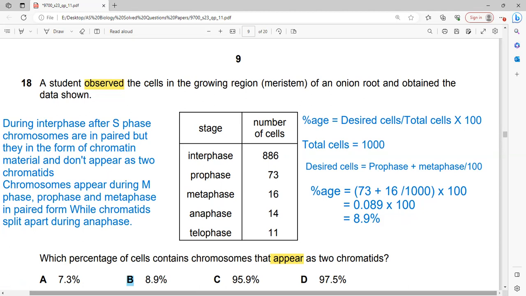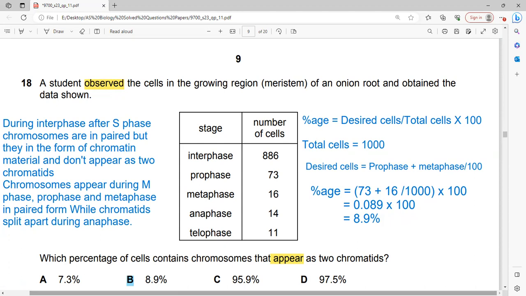So that's why we are not including the G2 phase. G2 phase is a part of the interphase. So why are we not including it? Because during interphase, the chromosomes are not visible. They are in the form of chromatin material and they are not in the condensed stage. So that's why interphase will not be included. While in anaphase and telophase, the chromatids get separated from each other. The chromosomes can only appear in paired condition in prophase and metaphase.